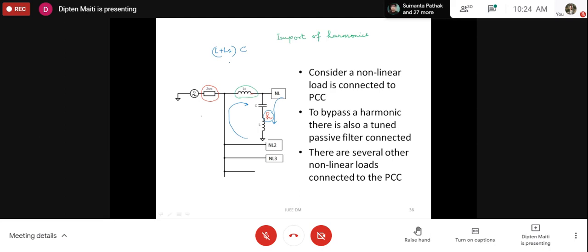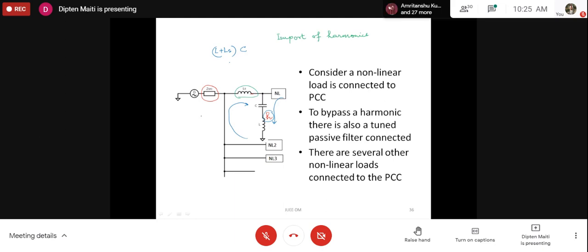Further, looking from the nonlinear load 2 and nonlinear load 3 point of view, the value of the inductance for the LC has changed. So due to that, the tuning of the LC filter would change. So this is no longer the LC filter put there for the nonlinear load at your premises. So it would not be tuned for the nonlinear loads 2 and 3.